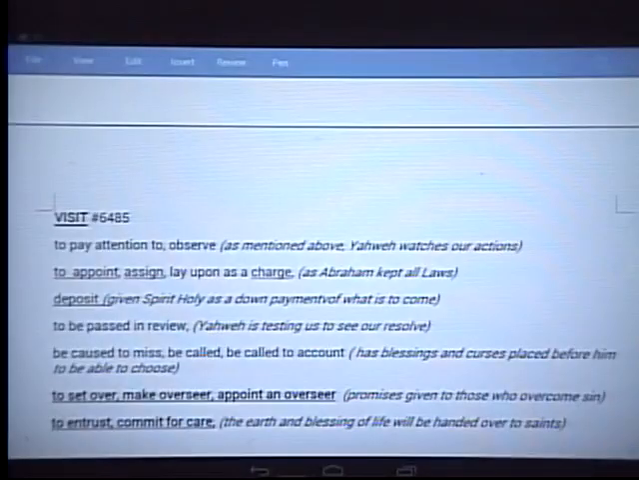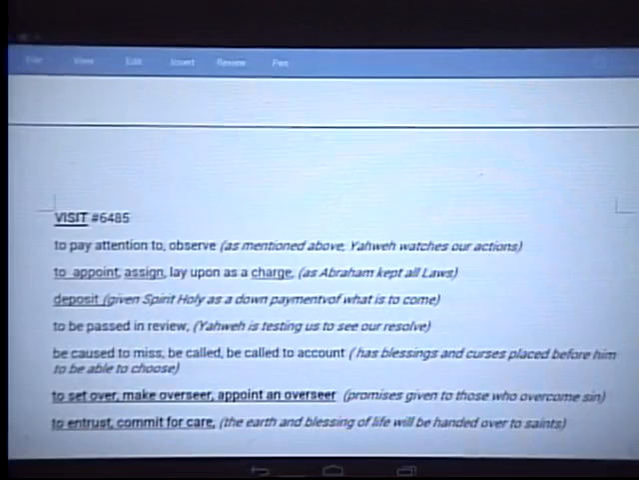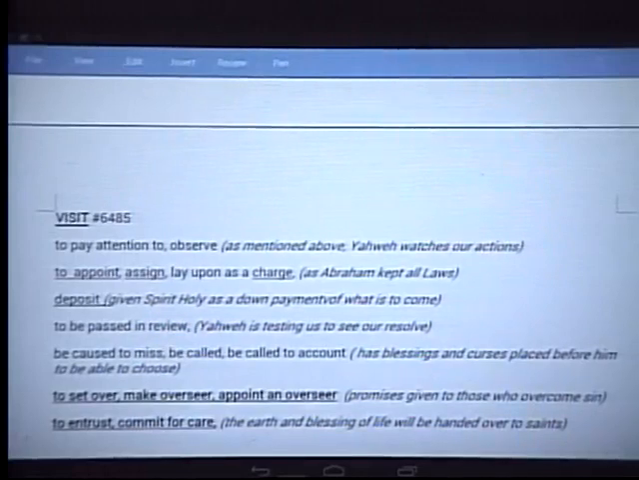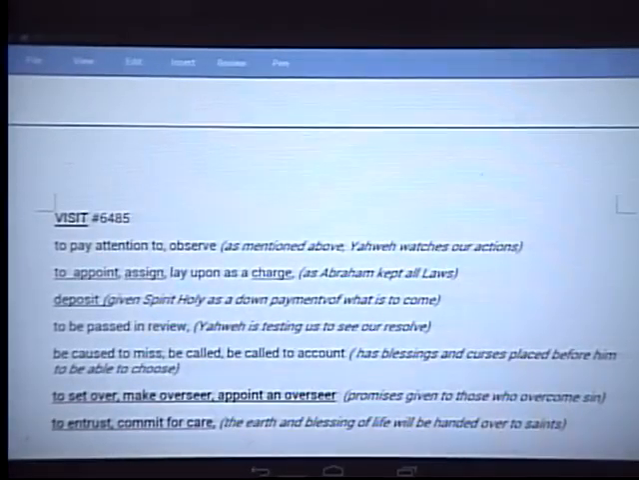So as it says, his visit will cause to miss or to be called upon and called to account. So we are going to be held in account for what we do. And then visit also means to set over, to make overseer, or to appoint an overseer, because that's the promise that's given to those who overcome sin. That is, to be like Yahweh himself. And we're going to be appointed as overseers.